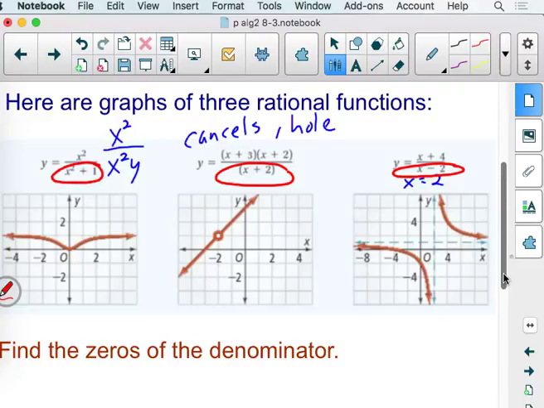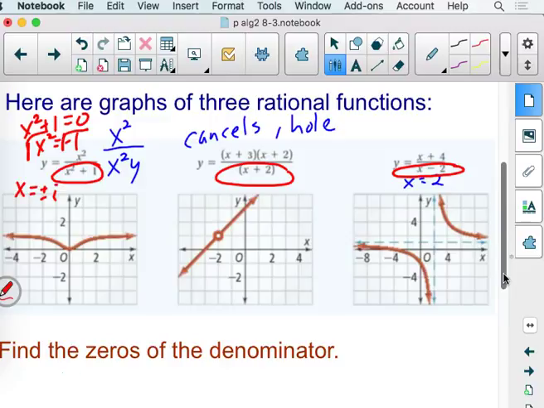It's got an x in the denominator. It should have a zero, right? Well, let's check it out. When x squared plus 1 equals 0, how do you solve that? You subtract 1. How do you get rid of squaring something? Square root. What's the square root of negative 1? It is i.